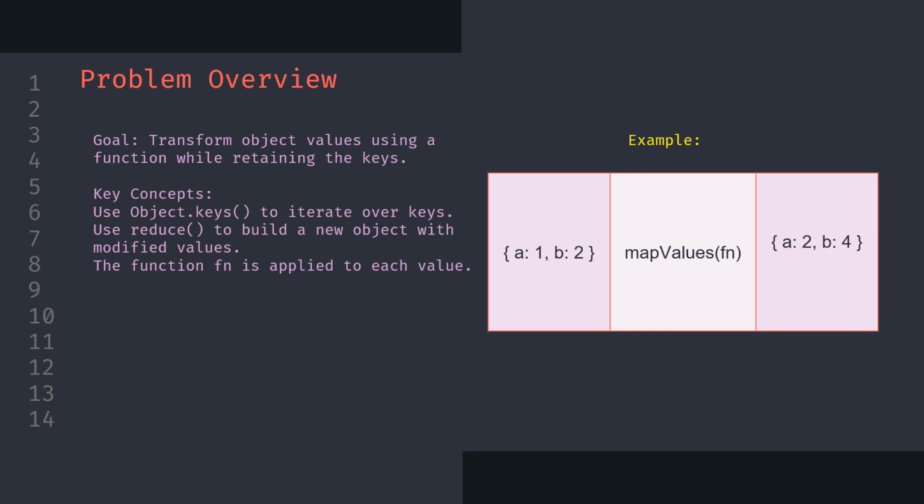Our goal is to take an object, apply a transformation function to its values, and generate a new object while keeping the keys unchanged. This is useful for data manipulation in JavaScript applications.